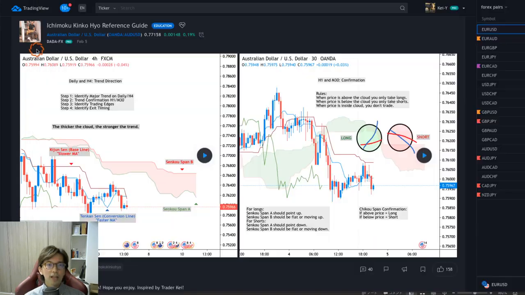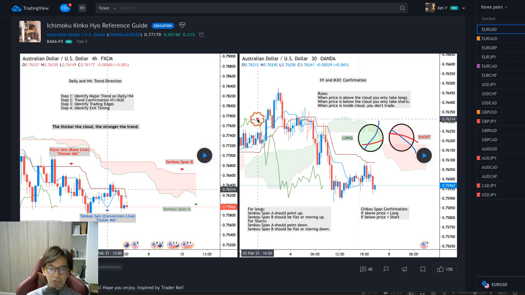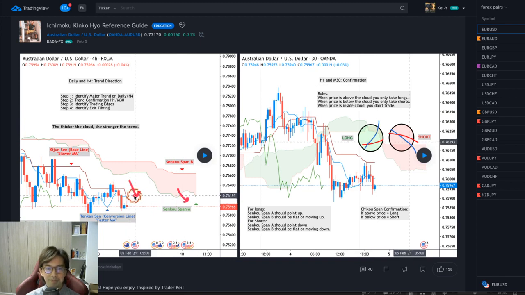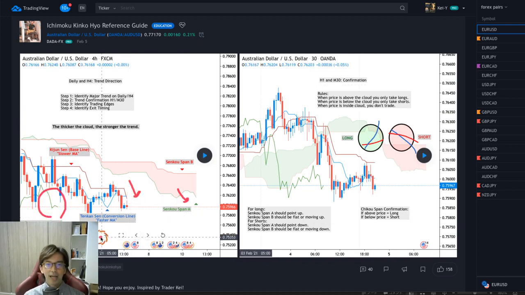So here is the post that I found on TradingView, posted by DataFX, and he made it very nice. I think the left is a 4-hour chart and the right is a 30-minute chart, and this is AUD USD, which was posted on the 5th of February. He says this is downtrending because he mentions that the Kumo Senkou span A is down and Kijun Sen is down, and Chikou span is below the candles, and he mentions that this is downtrending.